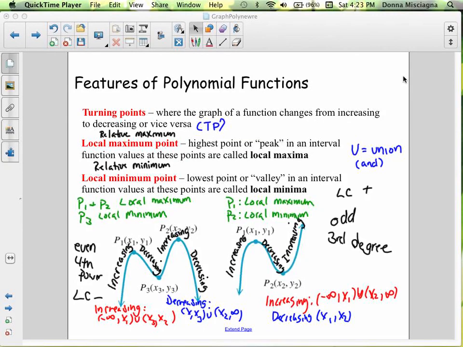Welcome. In this podcast, we're going to learn about some features of polynomial functions. All right, the first thing we're going to learn about are turning points. That's where the graph of a function changes from increasing to decreasing or vice versa.